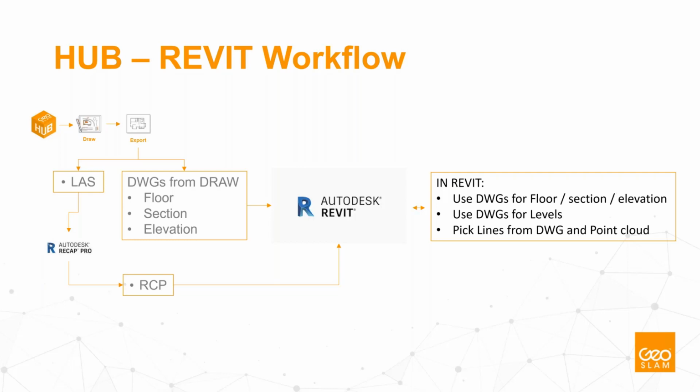They would then put that LAS file into Autodesk Recap and generate an RCP format of the point cloud. In this stage, it's important to mention as well that Draw itself can export an RCP point cloud. So in case you are not using Autodesk Recap, you can do it directly from Draw. Then the data goes into the Revit, and all the sections and elevations and floor plans are created by using DWGs from Draw. And the lines can be as well picked up from those same DWGs or from the point cloud itself.